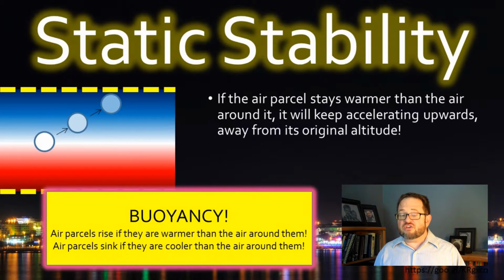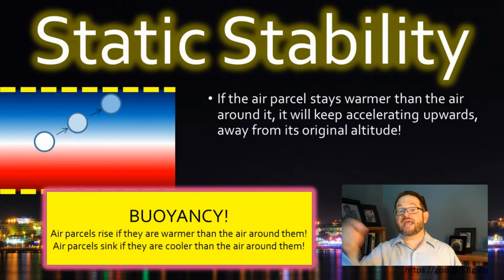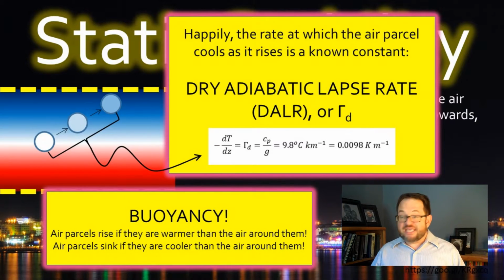Now, in order to figure this out, we need to know how much that air parcel is cooling as it rises. Happily, that turns out to be a really basic thing. The rate at which an air parcel cools as it rises is a known constant. It's called the dry adiabatic lapse rate, or DALR. It's got a symbol, capital gamma, lowercase d, gamma d. It's just the rate of change in temperature with respect to height, dT/dz. It's got a negative sign in front of it for sign convention reasons.